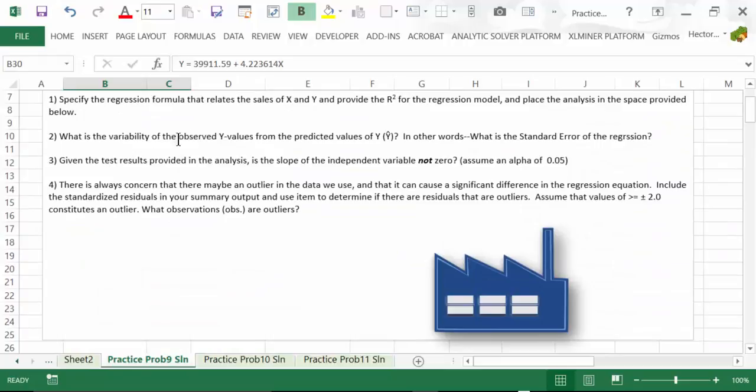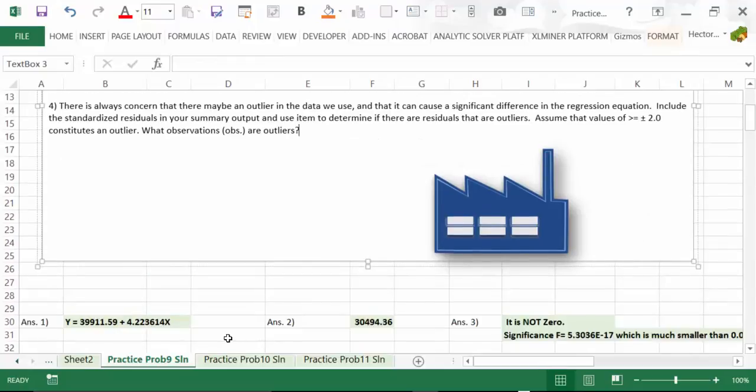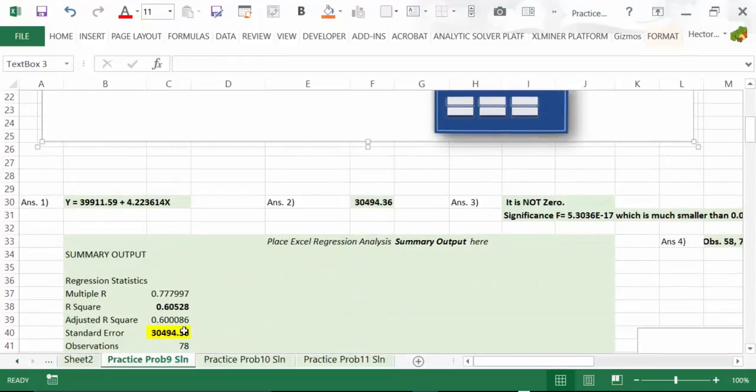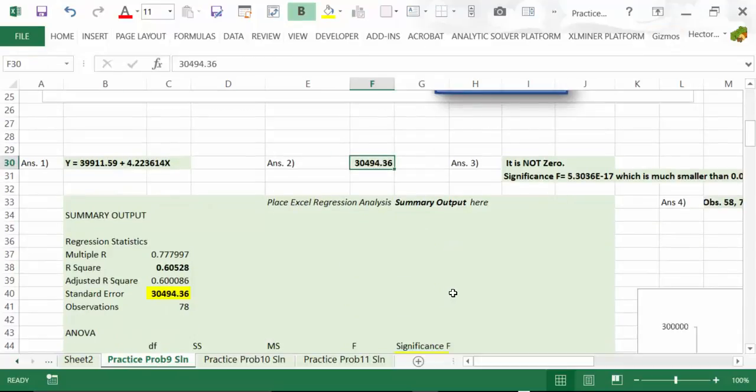Okay. Then it asks also for the variability of the observed Y's from the predicted Y's. In other words, what it's looking for is the standard error of the regression, and that is given by the standard error. Here it is. It's often an important measure for how things are varying in the regression in terms of predicted versus actual values.